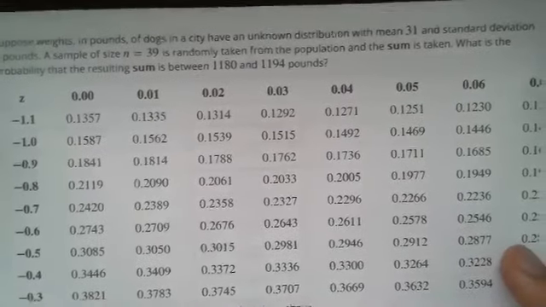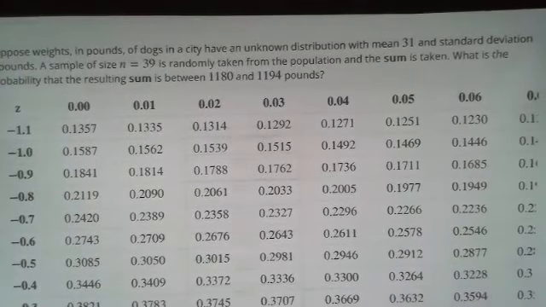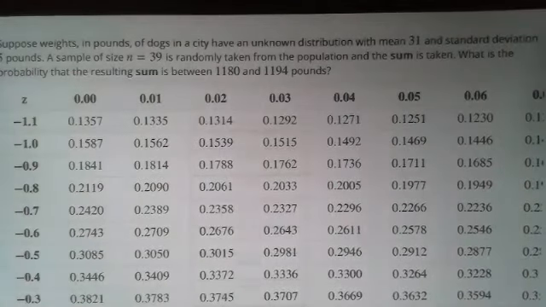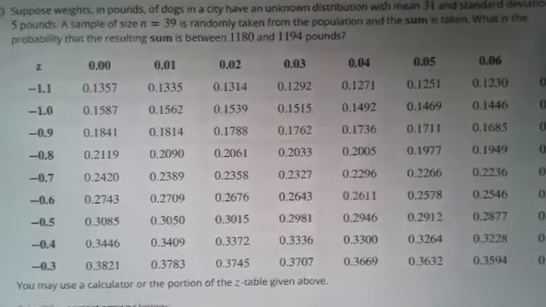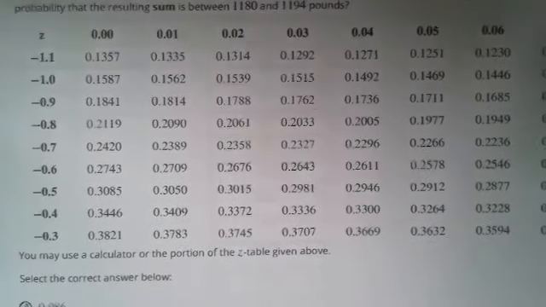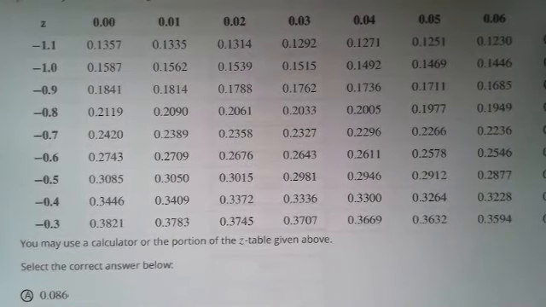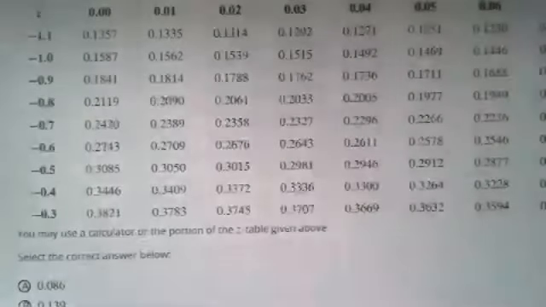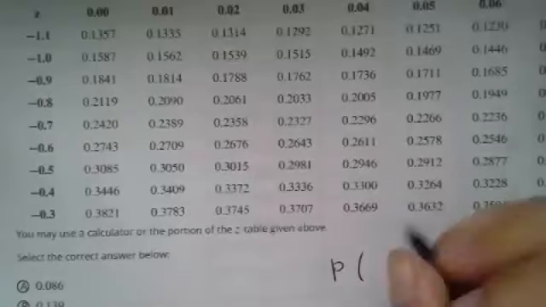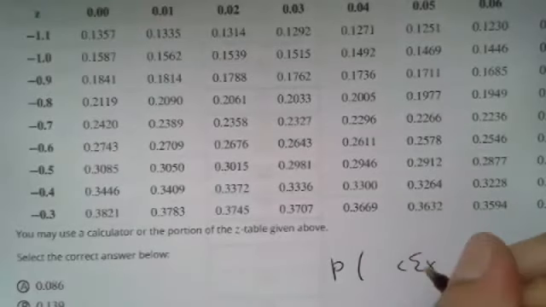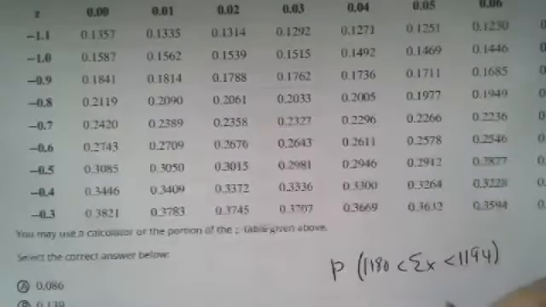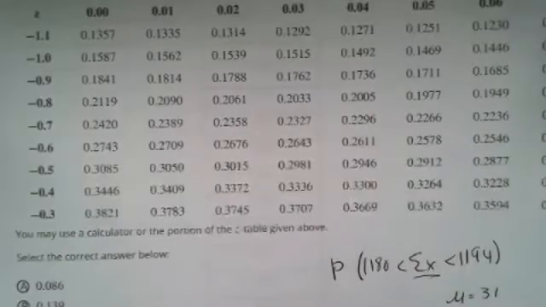Suppose the weight in pounds of dogs in a city has an unknown distribution with mean 31 and standard deviation 5 pounds. A sample size N equals 39 is randomly taken and the sum is taken. What's the probability that the resulting sum is between 1180 and 1194 pounds? So we have mean 31 and standard deviation 5, but we need to do CLT for sums.